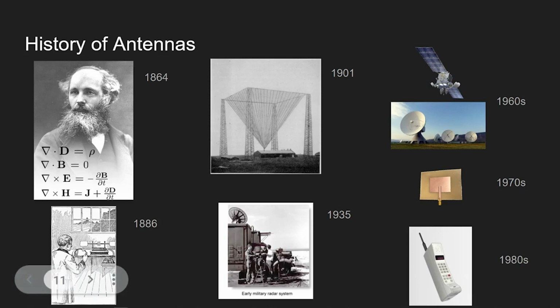The 1960s had advancements in satellite communication. Microstrip antennas became very popular in 1970s for spaceborne applications. Today, they're used for all kinds of commercial and government applications. The 1980s had a widespread use of cellular telephones, which was enabled by a form of patch antenna called a planar inverted F antenna, or PIFA antenna.